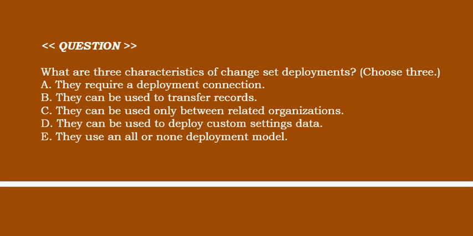Next question is, what are the three characteristics of change set deployments? Choose three options. Option A. They require a deployment connection. Option B. They can be used to transfer records. Option C. They can be used only between related organizations. Option D. They can be used to deploy custom settings data. Option E. They use an all or none deployment model. Correct answer is option A, C, and option E.